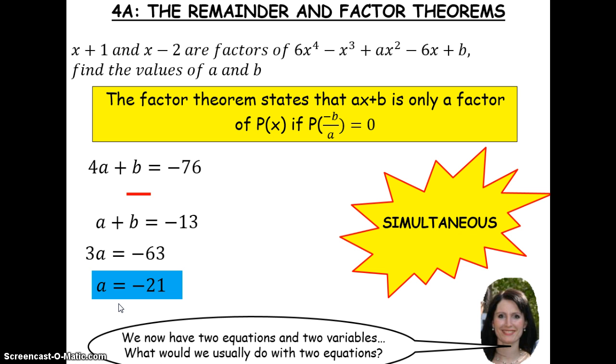What would we usually do when we know what a equals? We haven't finished. We need to solve for b as well. That's easy. We just substitute a equals negative 21 into either of our equations, but a plus b equals negative 13 is probably the easiest. Negative 21 plus b equals negative 13. Rearranging, it gives us b equals negative 8.